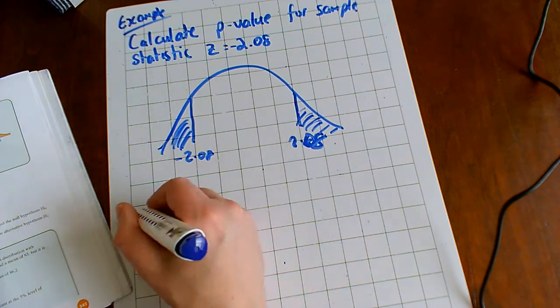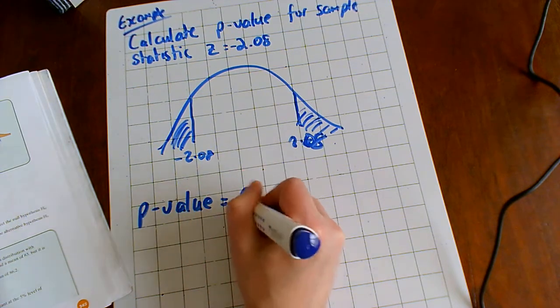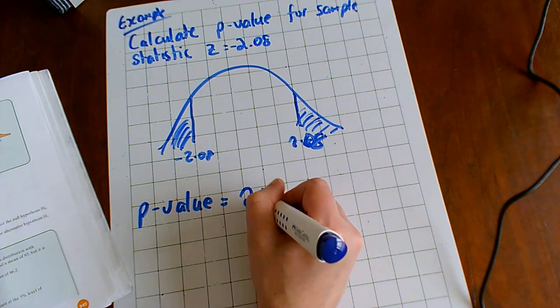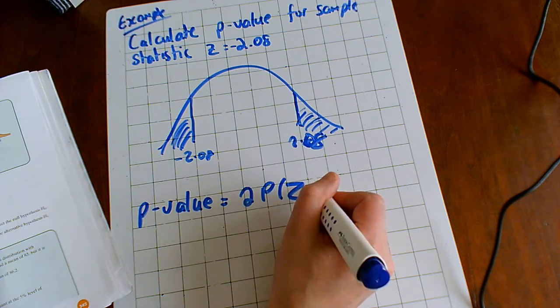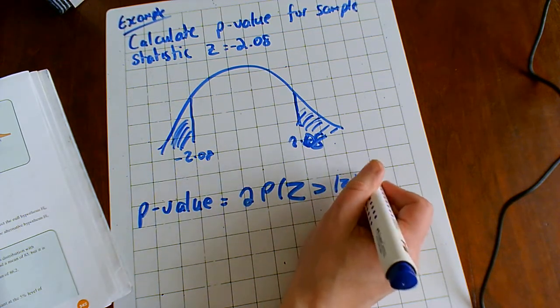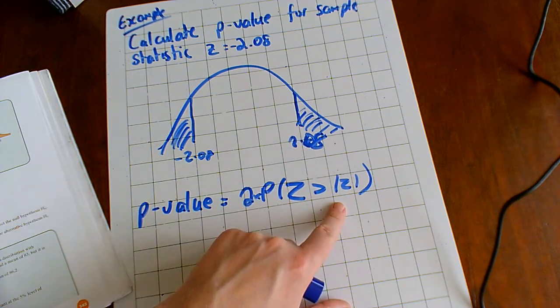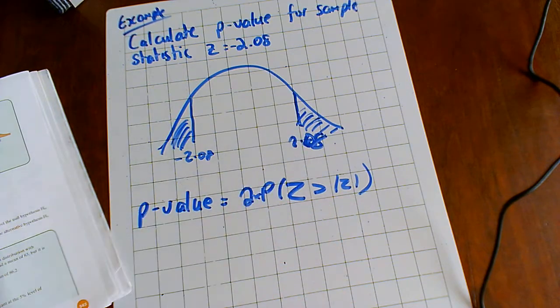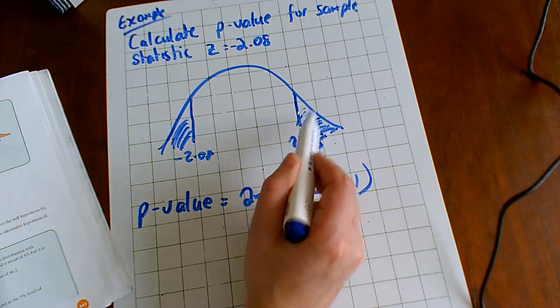And the way the p-value is equal to 2 times p, that z is greater than z bar. That just means take the positive value. 2 times p, that z is greater than our little z here that we're given, and we use the positive value. So what we're actually asked to do is find the area of that, or find the probability of that, and then double it.